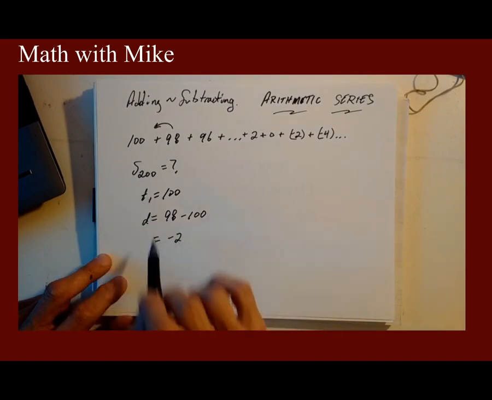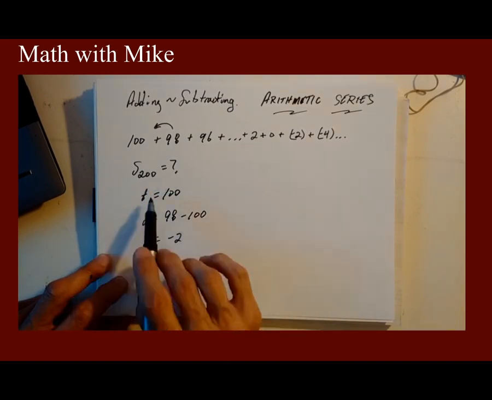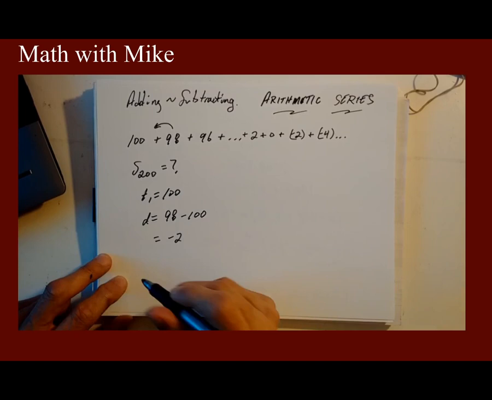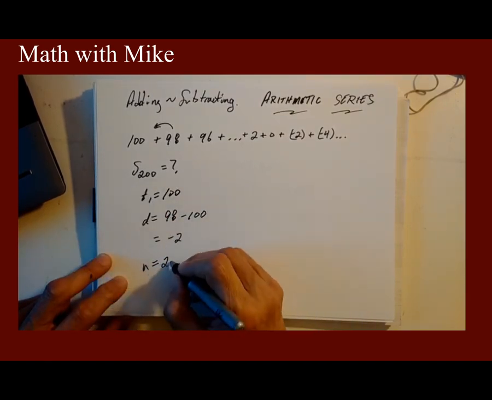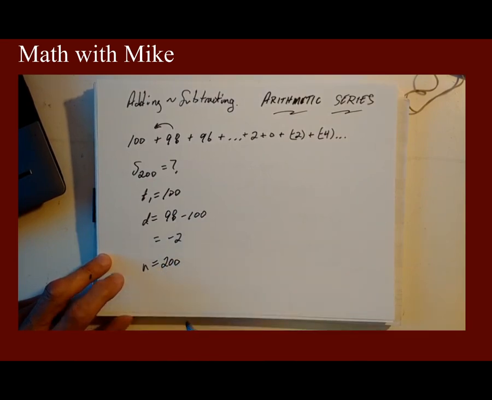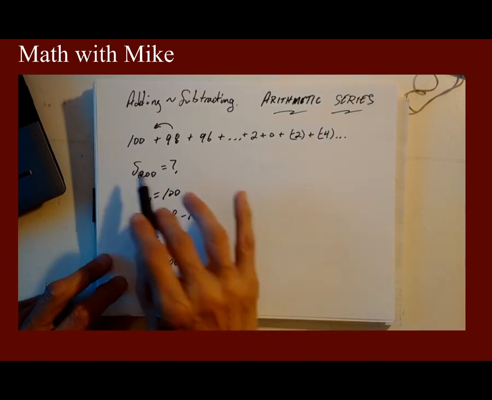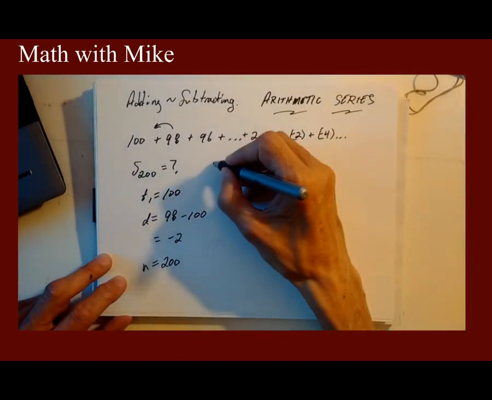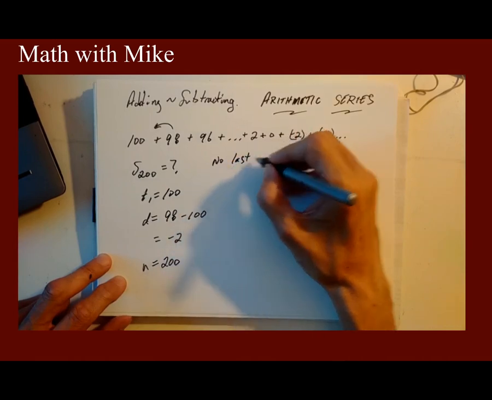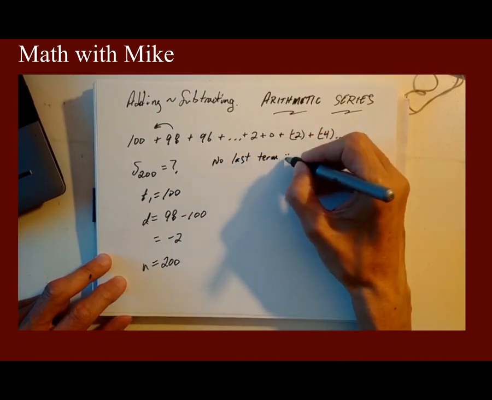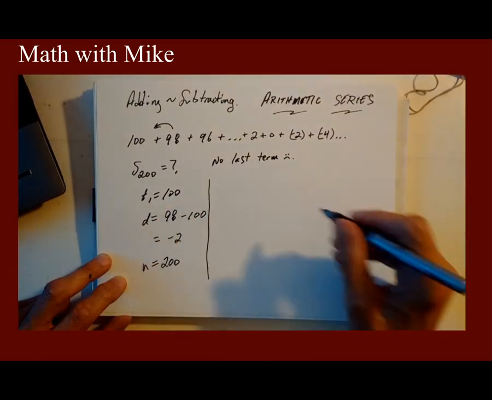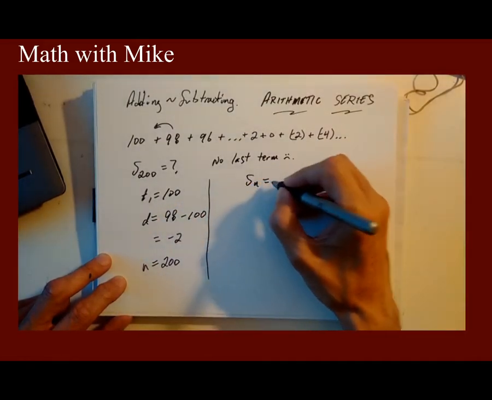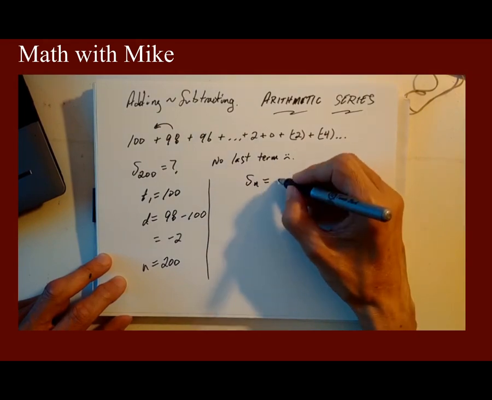So we got the question at the top this time. T1, D, I think we need N. Oh yeah, secretly given to us in an obvious spot there. So N's 200 again. The situation is there's no Tn, no last term. Not to worry at least, we got the other version of this formula.